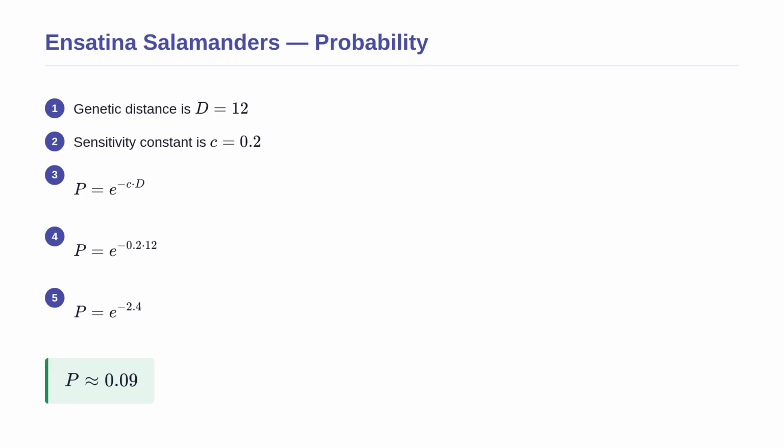Evaluating this exponential function gives us a probability of approximately 0.09. Physically, this means there is only a 9% chance of successful mating between the northern and southern salamanders, showing a severe drop in reproductive compatibility.